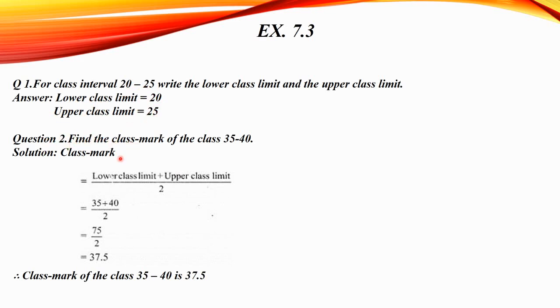Question number 2. Find the class mark of the class 35 to 40. The class mark is given as the average of the lower class limit and upper class limit. Therefore, it will be lower class limit plus upper class limit upon 2. The lower class limit is 35 and the upper class limit is 40. Therefore, the class mark will be 35 plus 40 upon 2, which is equal to 75 upon 2, and that is equal to 37.5. Therefore, the class mark of the class 35 to 40 is 37.5.